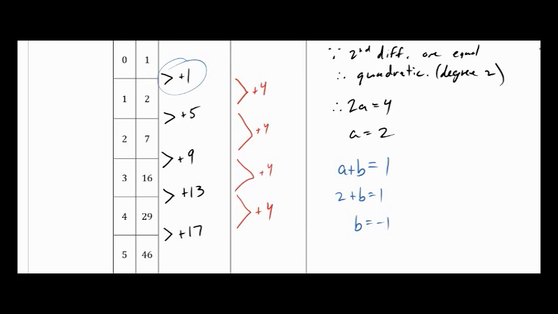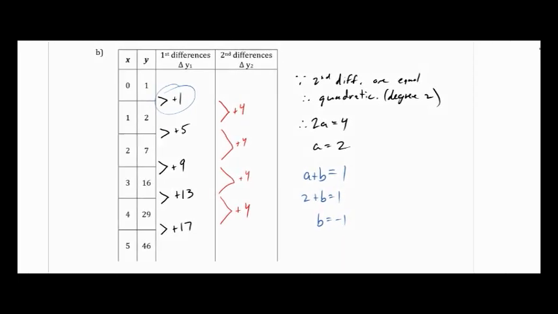And what else do I know? Why is C 1? And now I can write the equation because I've got A, B, and C. So AX squared, which is 2X squared plus BX, so minus X plus C. How do you like that?